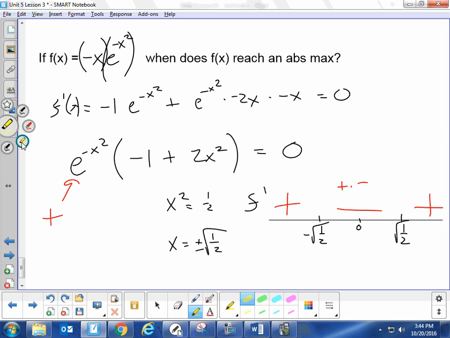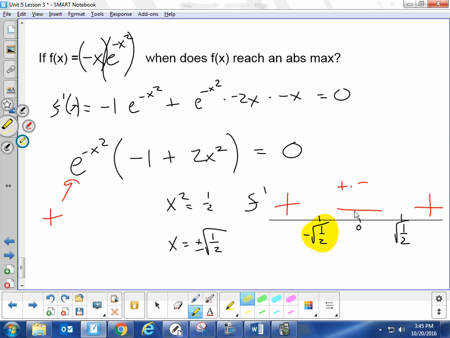You can tell me one candidate, Mr. Quigley. I guess negative root 1/2, right? Possible candidate, right? Because we're going from increasing to decreasing. What is another possibility?